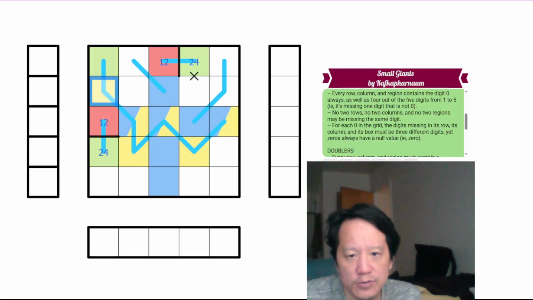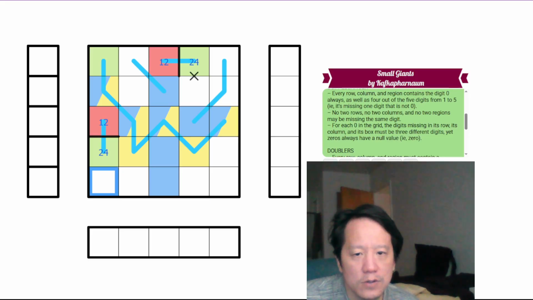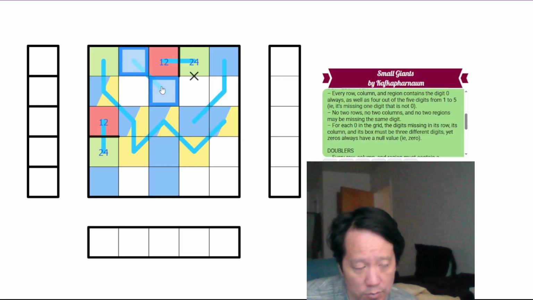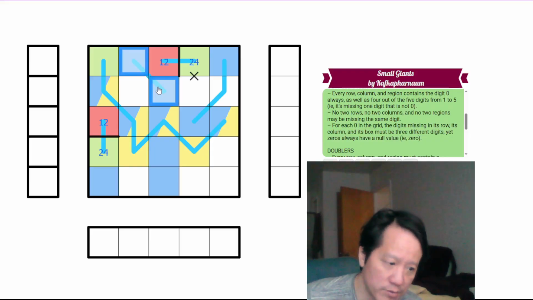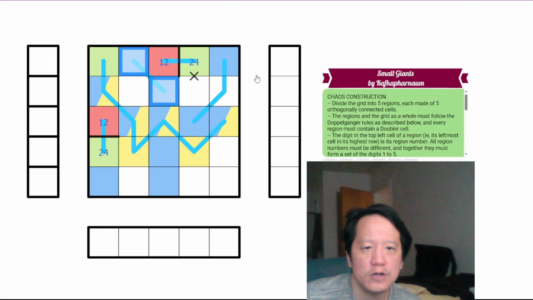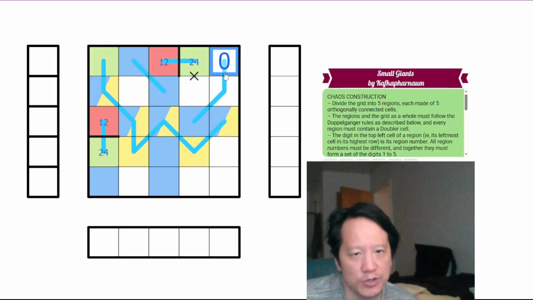Obviously these can't be doubled. Here. This can't be doubled. This can't be. It should be blue. Oops. So this is blue, blue, and blue. This cannot be 0. Neither of these are doubled. So they cannot be 0 because one of them is going to be a region number. So therefore this must be 0 here. So this is a 0, which cannot be a region number.